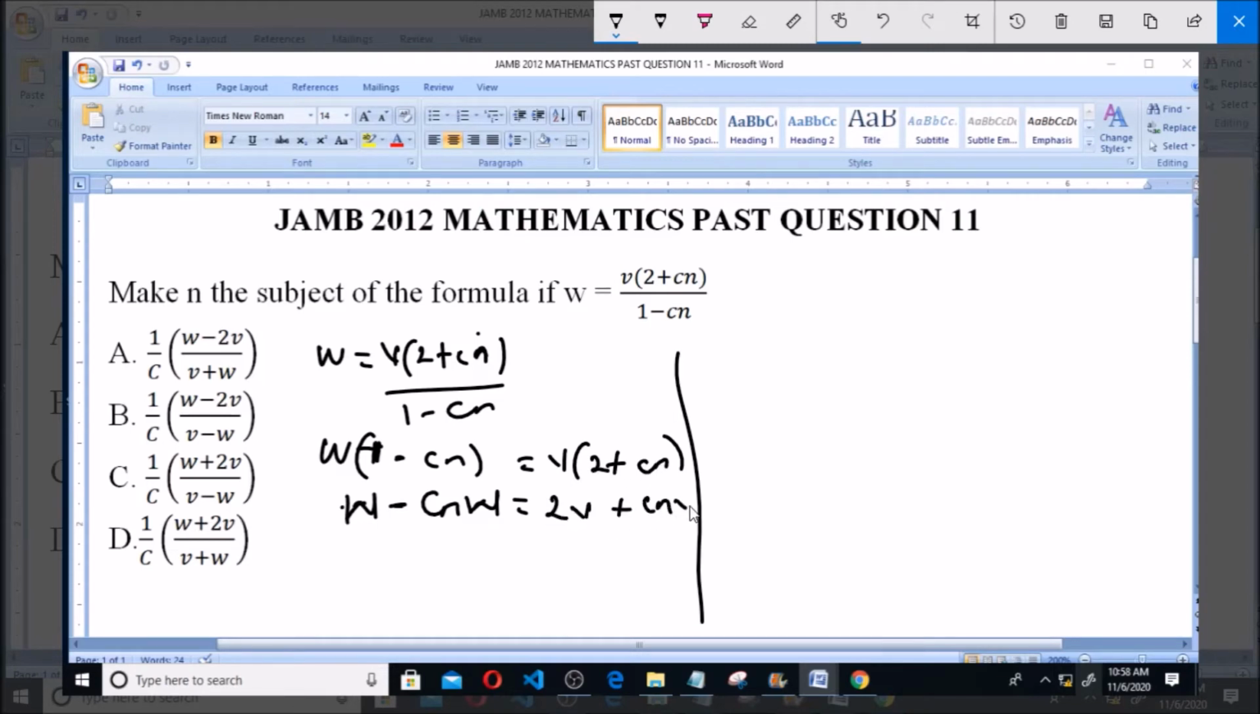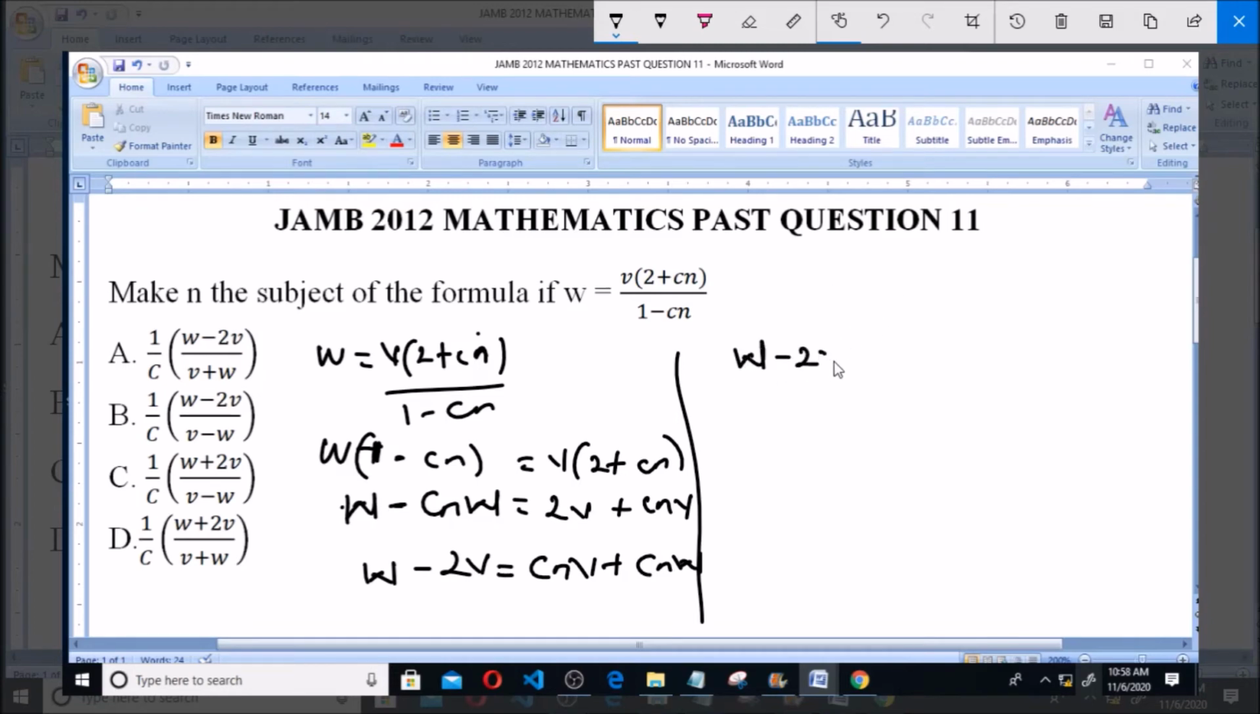give us cnv. Now with this, we can simply say that w, now taking this to the right side, we can simply have w minus, now bringing 2v here, 2v is equal to cnv plus cnw. Now what we did was that we brought this 2v here to the left hand side, so it becomes negative, and we took cnw to this right hand side, it becomes positive.